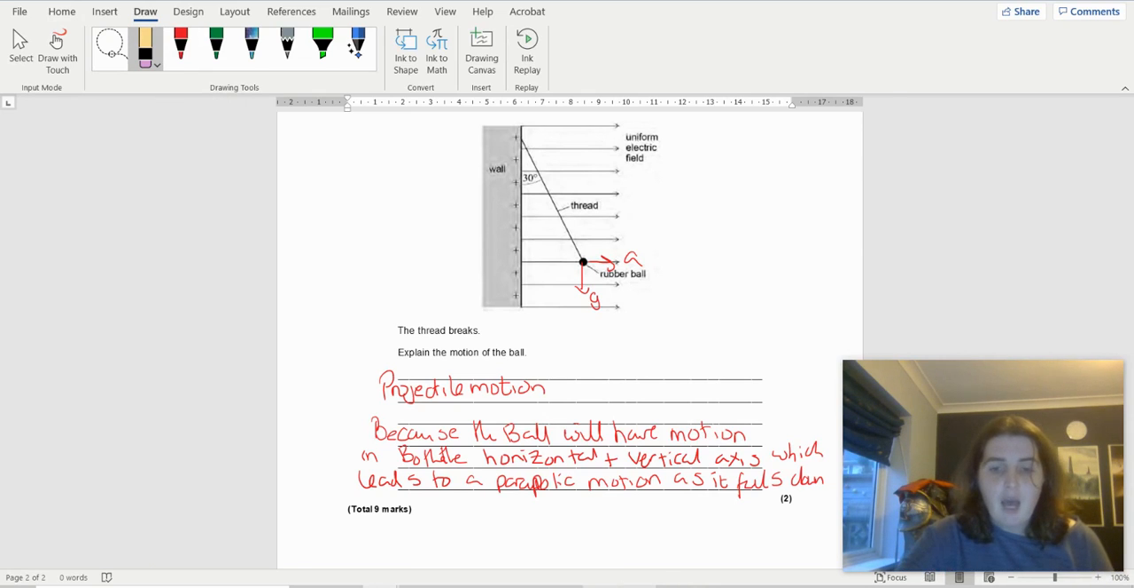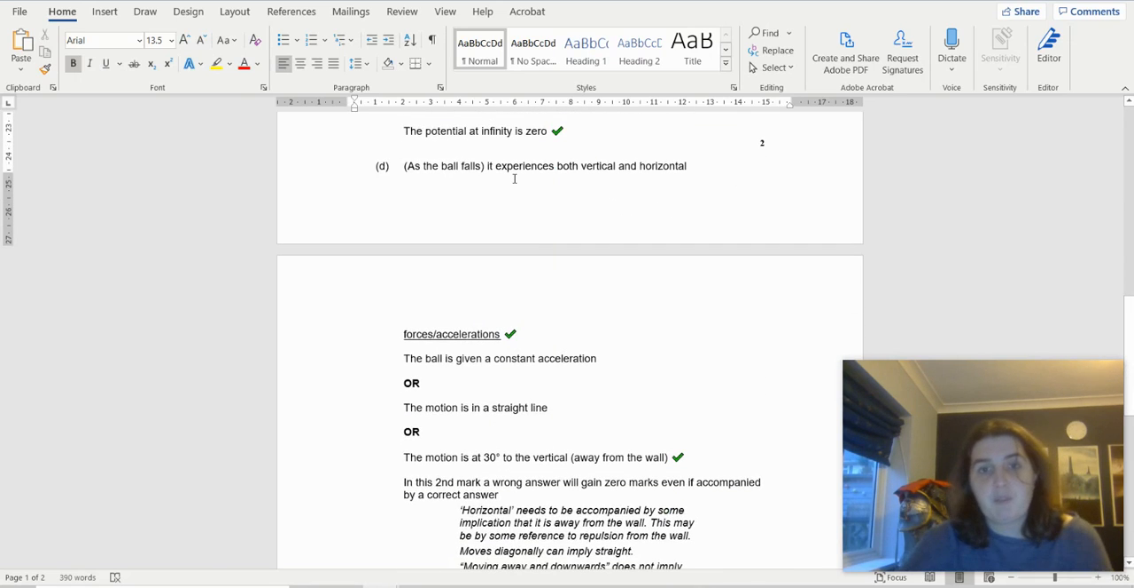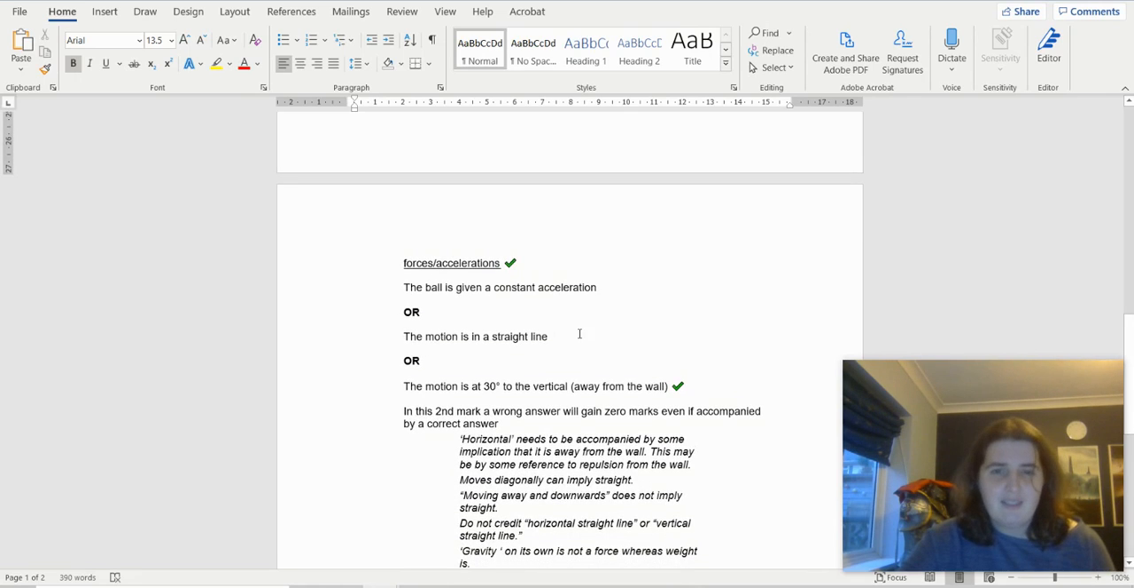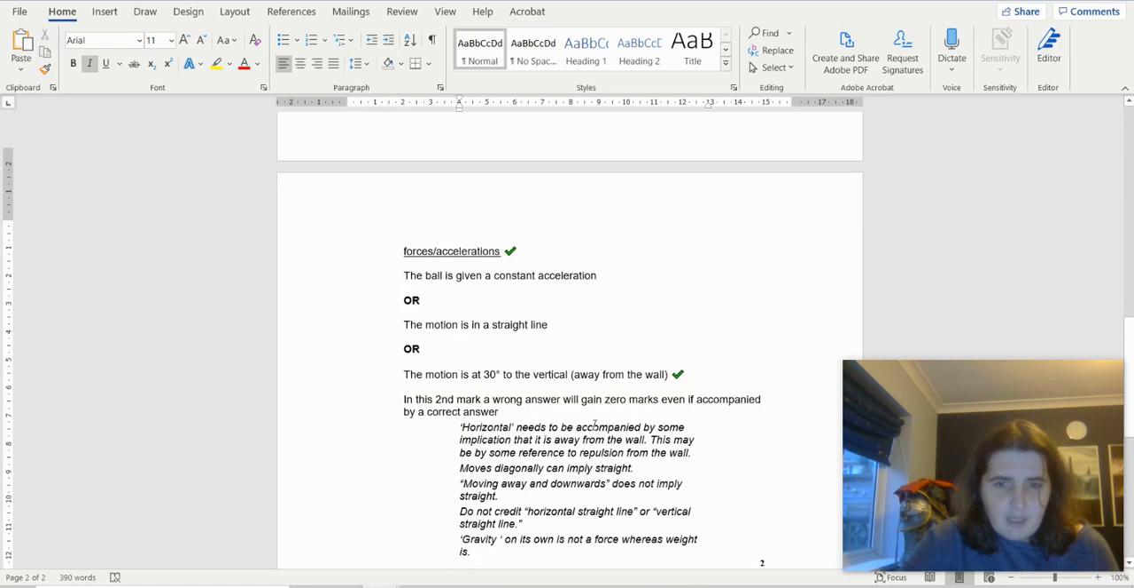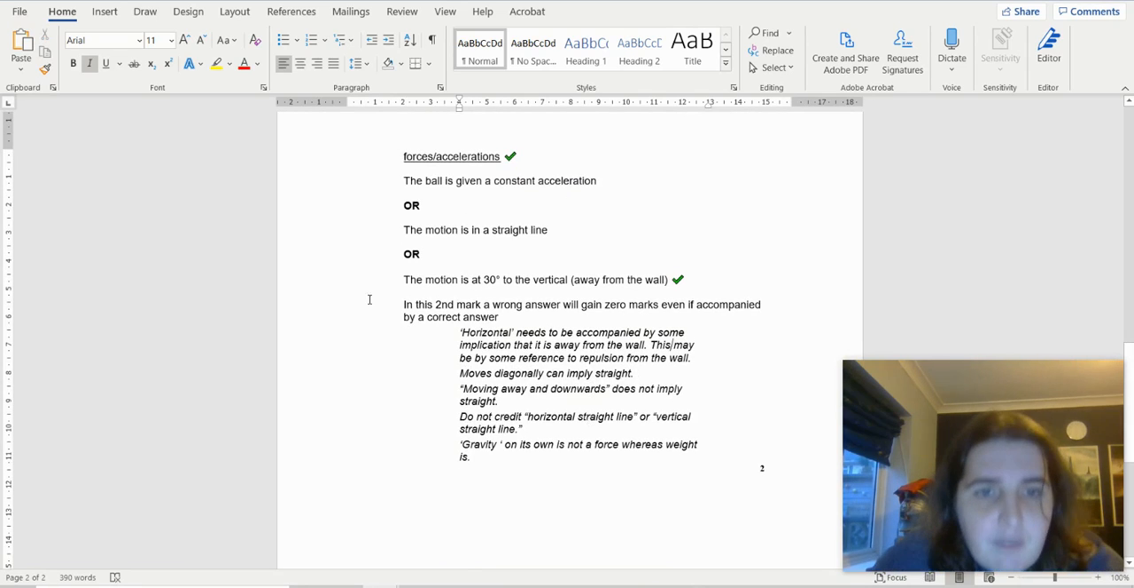Okay, so if we actually look at this mark scheme here: the ball experiences both vertical and horizontal force and acceleration. The ball is given constant acceleration. The motion is in a straight line. The motion is at 30 degrees from horizontal to the wall. Okay, so they're being a little bit more specific.